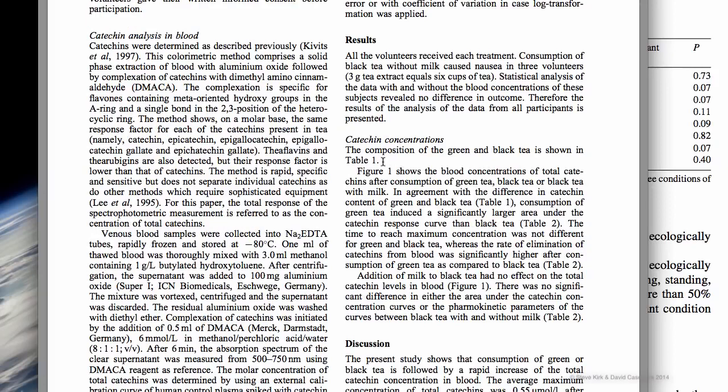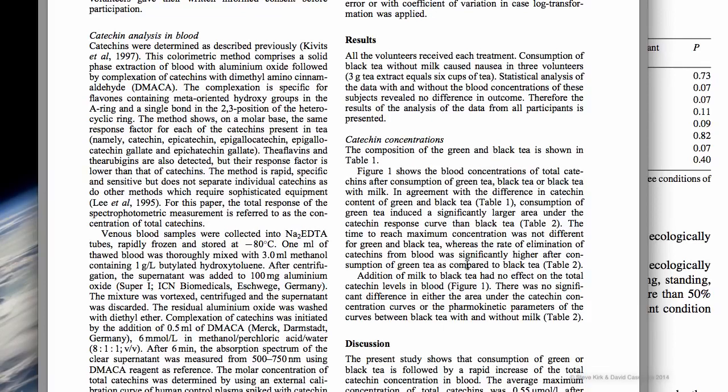Next, they mentioned the tables and figures. Okay, figure 1 shows, and then here they explain the main result. After that, they explain other interesting relationships in the data. Okay, the time to reach maximum concentration was not different for green and black tea, whereas the rate of elimination of catechins from blood was significantly higher after consumption of green tea as compared to black tea.